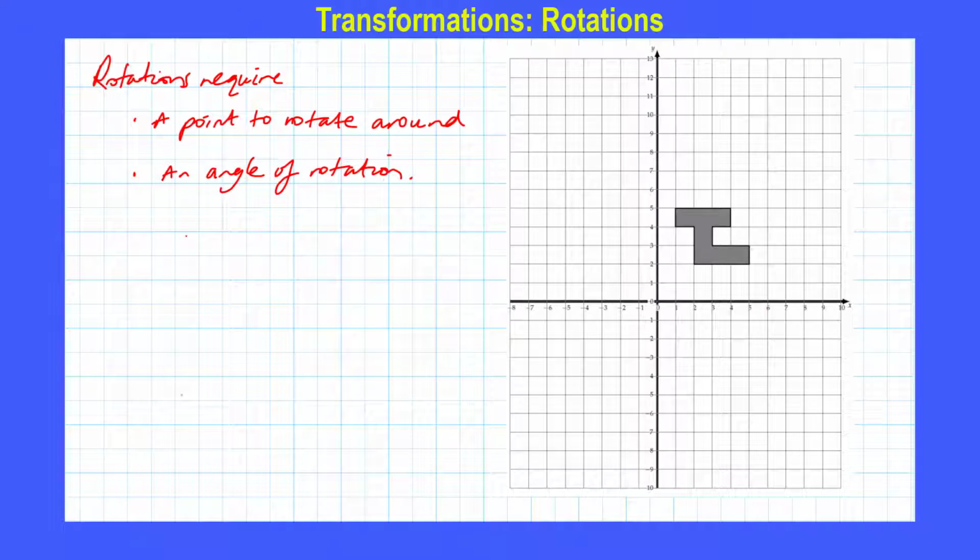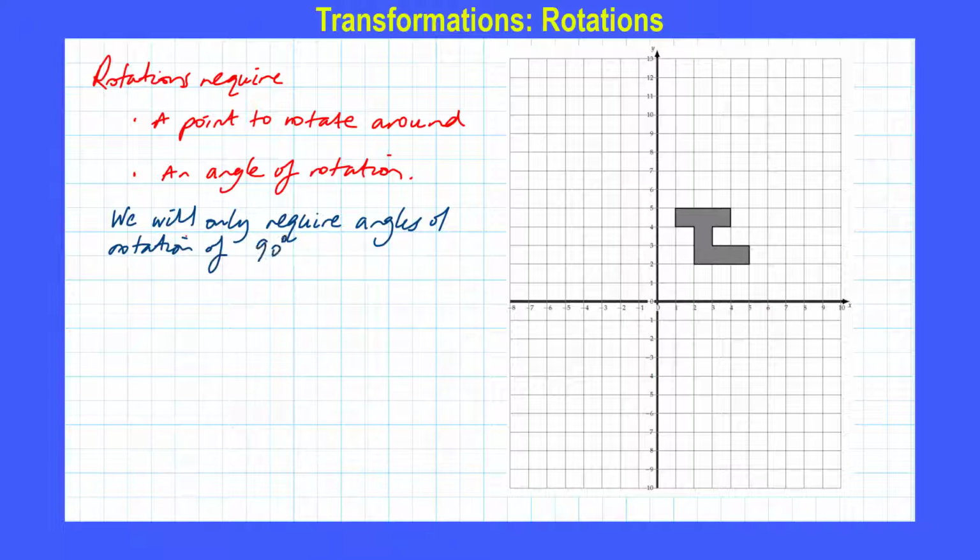Now, we're only required to be able to rotate shapes by either 90 degrees, 180 degrees, or 90 degrees the other way. So we've got two choices of 90 degrees, either clockwise, which goes around to the right, or anti-clockwise, which goes around to the left. 180 degrees actually doesn't make any difference, because if you think about it, you're just turning half a turn. It doesn't matter which way you go, whether you go clockwise or anti-clockwise.